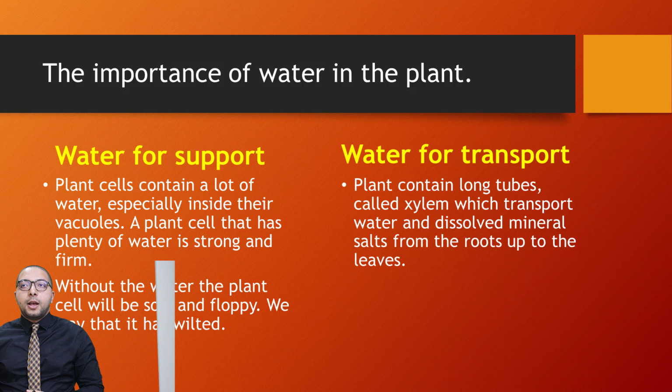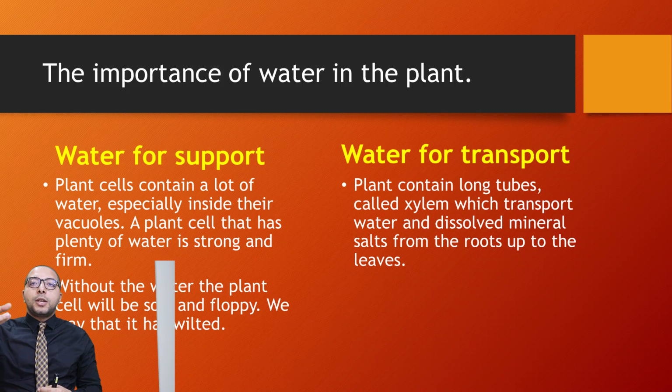On the other hand, we have another function for the water inside the plant, which is transport. Plants contain long tubes within the stem, leaf and roots. These long tubes are made to transport the water from one part into another. Water is used to carry the minerals along the plant.